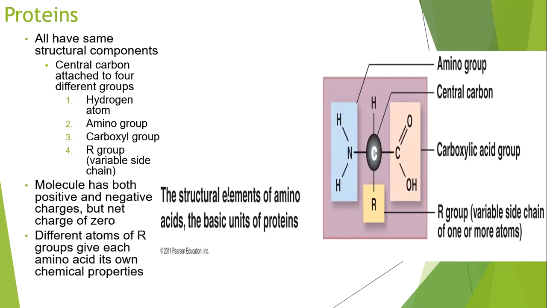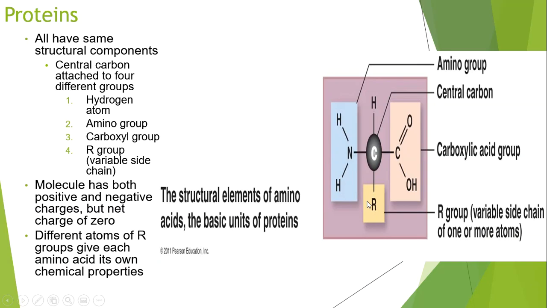Most proteins, like the other macromolecules, have the same general structural components, but proteins differ in that they usually have a central carbon attached to 4 different groups. These will be your functional groups here: your hydrogen atom, your amino group on the side here, and your carboxyl group. For those of you who haven't taken organic chemistry or chemistry 2, the carboxyl group is just a double bonded oxygen with an OH group on the other side of that carbon. And then an R group.